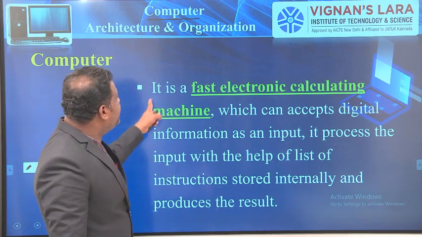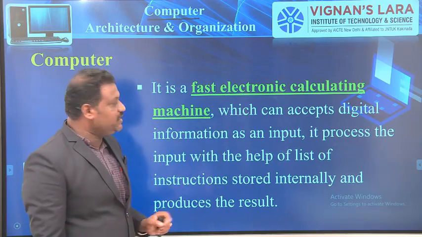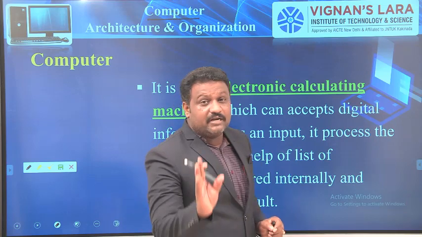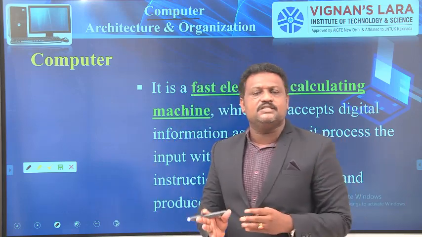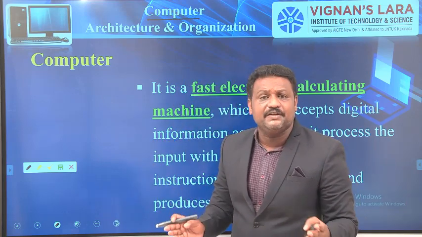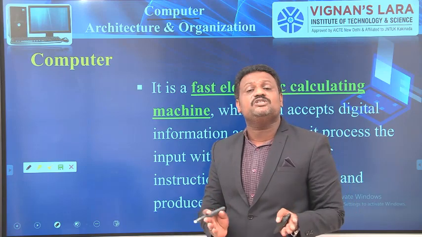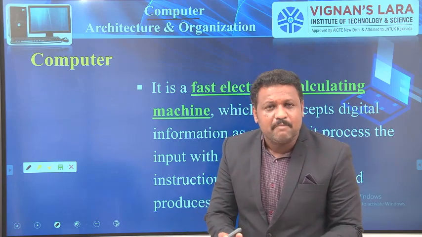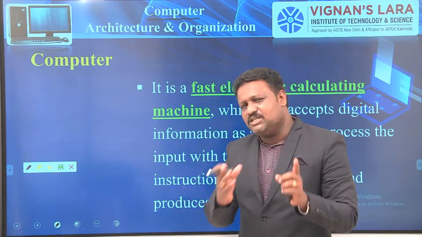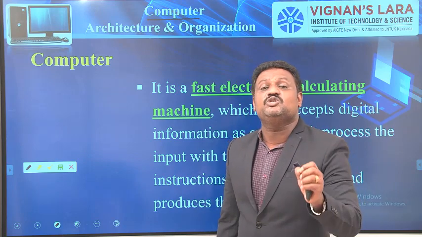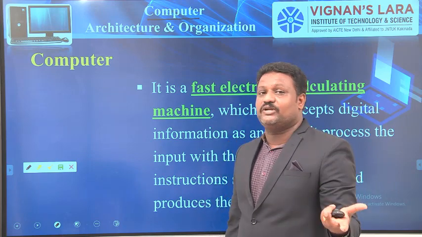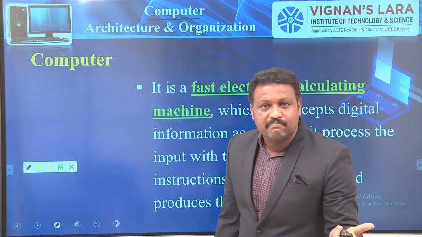So, it is a fast electronic calculating machine which can accept digital information. Digital information means binary information, the information in the form of ones and zeros, because our system is designed with the help of switching elements, nothing but our transistors. We know that. Right?